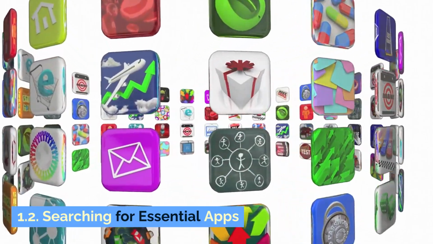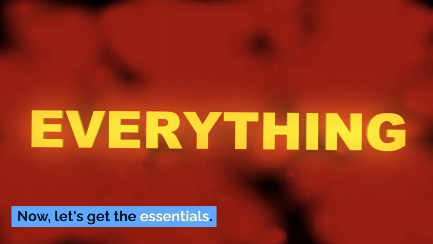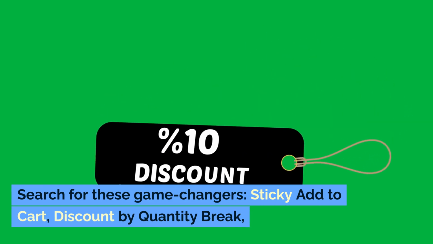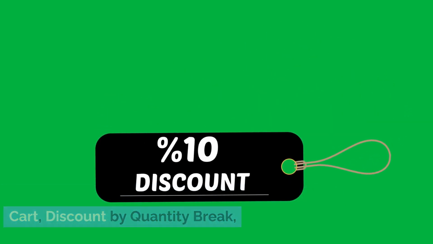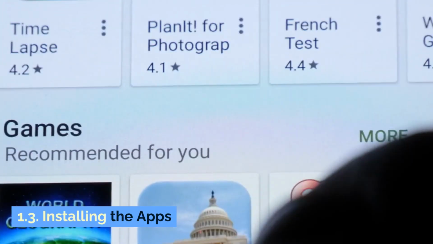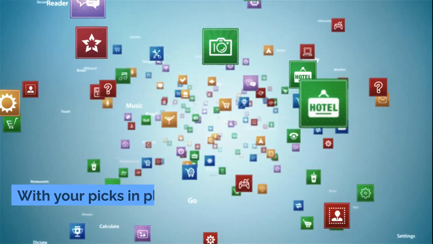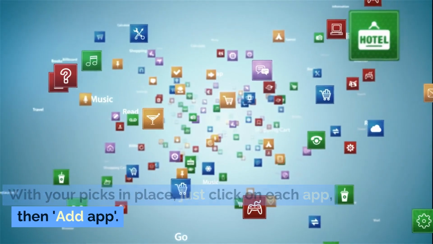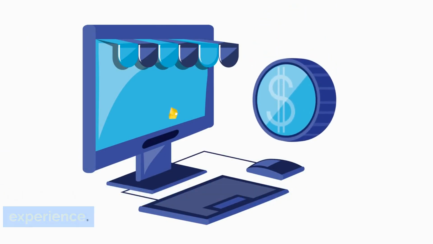1.2. Searching for essential apps. Now, let's get the essentials. Search for these game changers: sticky add to cart, discount by quantity break, and frequently bought together. 1.3. Installing the apps. With your picks in place, just click on each app, then Add App. You're on your way to a seamless shopping experience.